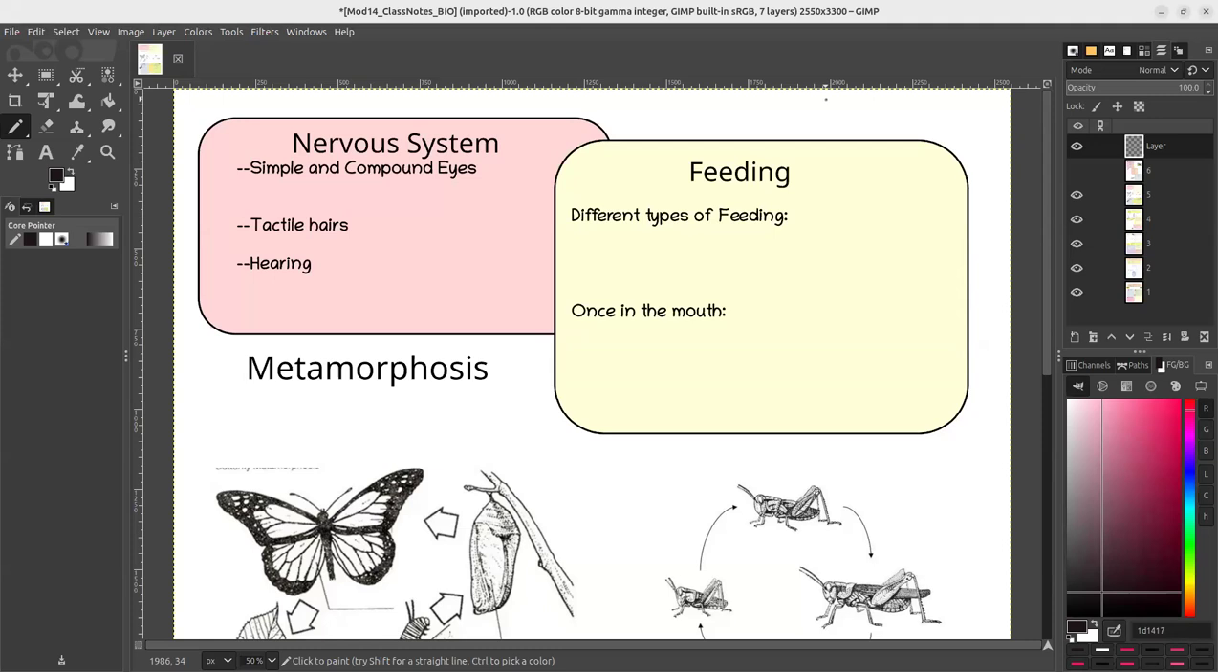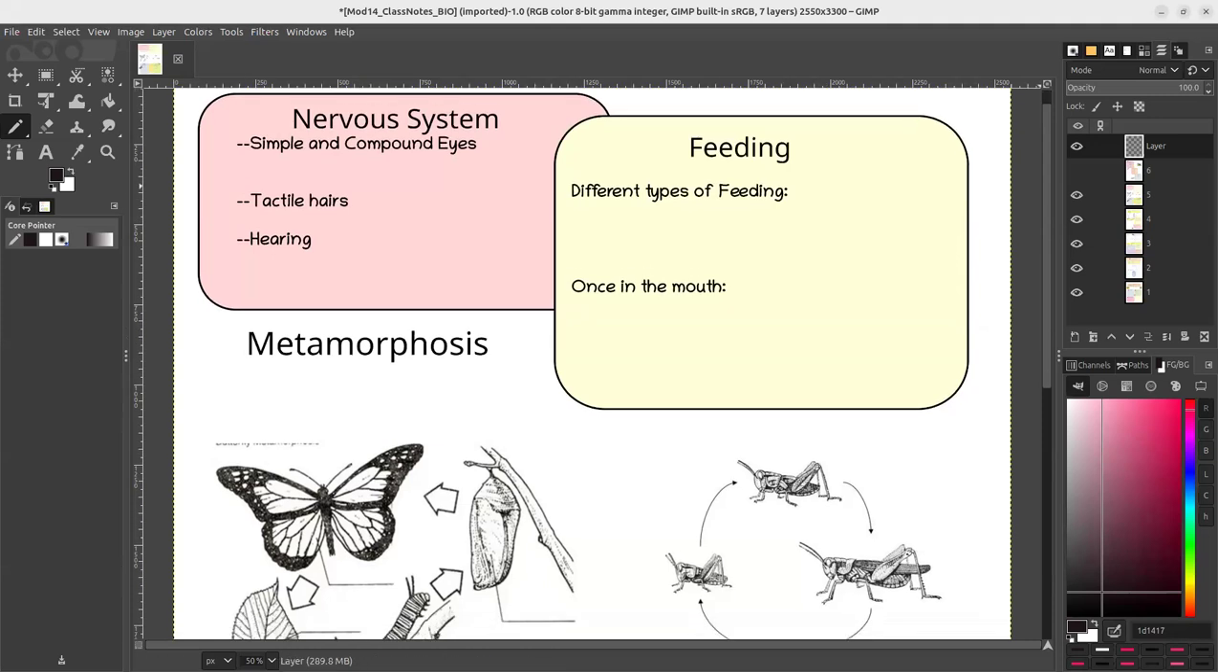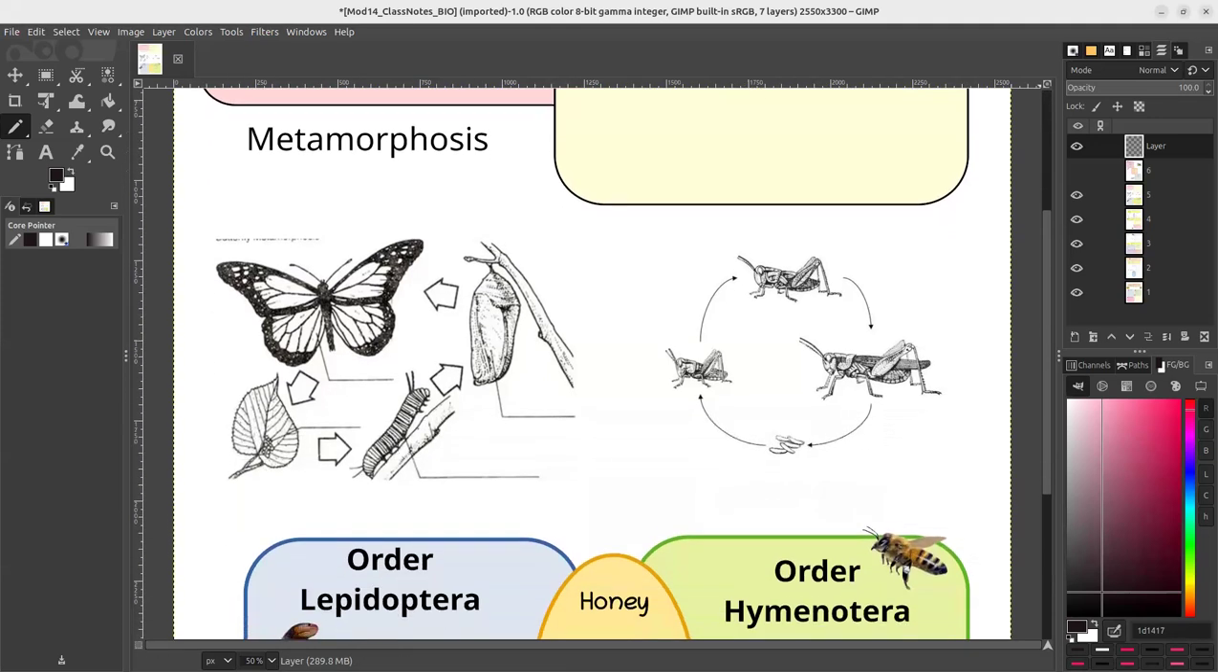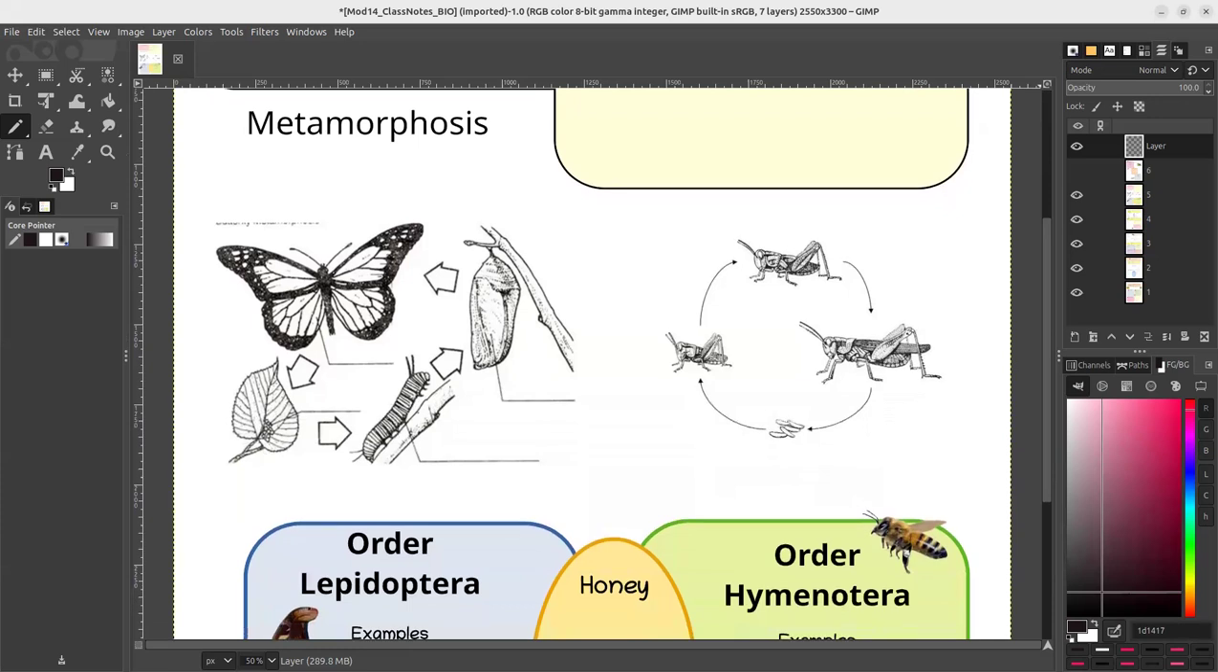We're working on Module 14, and today we'll be doing the class notes for page 5 and page 6. What we're talking about is insects, and we are talking about metamorphosis. Now, metamorphosis is a life cycle where the form, the actual form of the insect, changes.